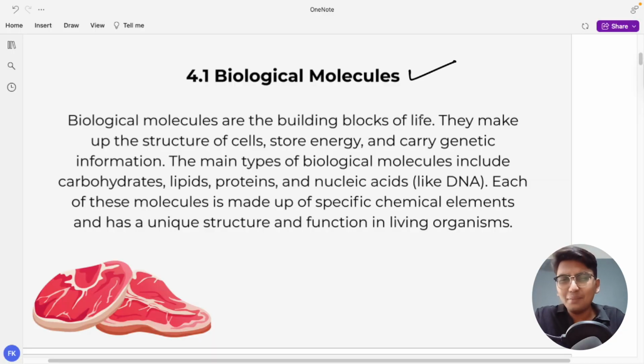So, what is a biological molecule? Biological molecules are the building blocks of life. They make the structure of cells, store energy, and carry genetic information.